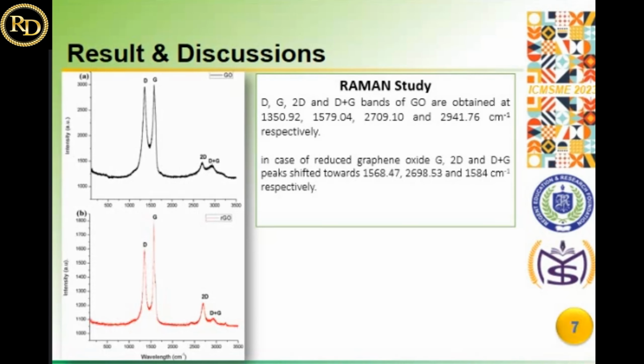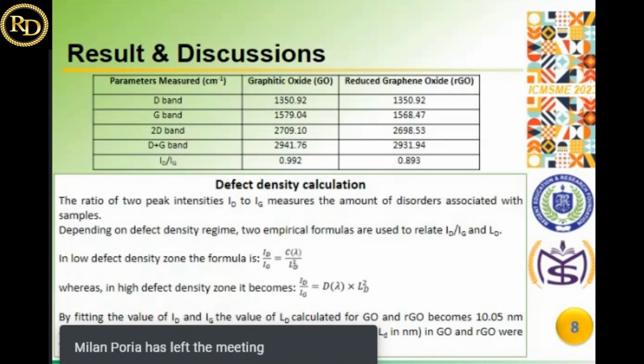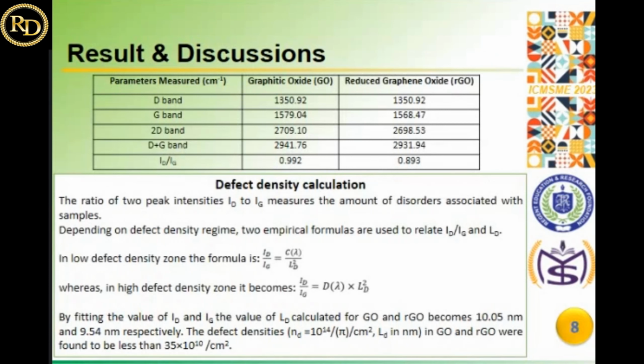The G band is a result of in-plane vibration of the sp2 bonded carbon atoms, whereas the D band is due to out of the plane vibrations that are attributed to the presence of structural defects. So here also we can see that those D and G bands are present. From here, as I told, we can find out the defect density. The ratio of the intensities of D band and G band gives a measure of how much disorder or defects are associated with the samples.